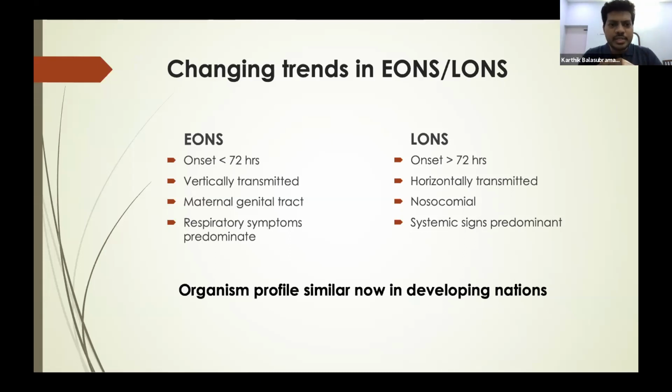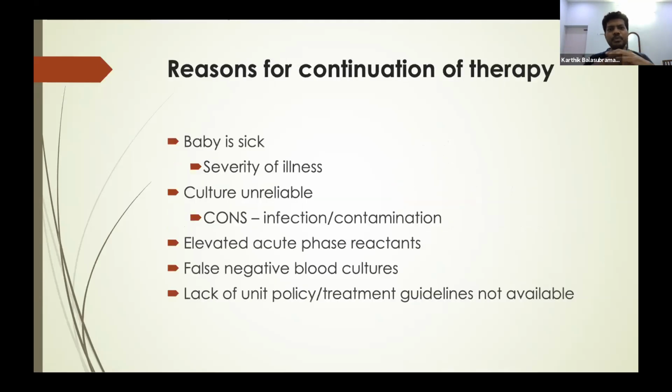The organism profile is very similar. So the trends are completely changing. There's no clear demarcation between early onset and late onset. If the area where the baby is cared for, the labor ward, is not properly maintained, the NICU is not properly maintained, the moment the baby gets to the NICU, the moment the baby gets an invasive line, the baby is likely to get an acquired infection, a nosocomial infection. So the organism profile is completely similar, and there is complete overlap between early onset and late onset now.